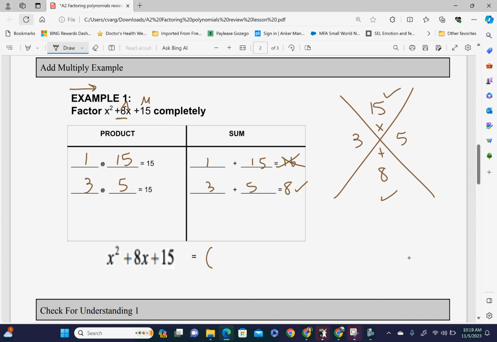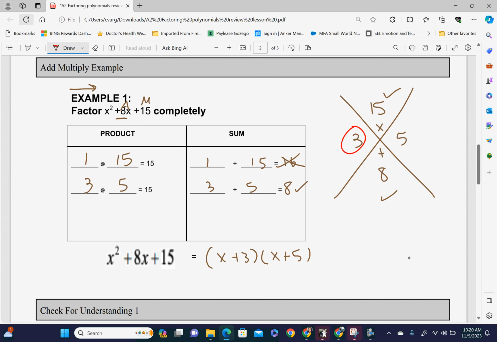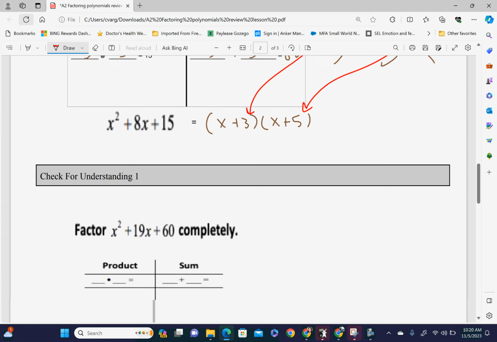So what do I do with those two things? I have x plus 3 and x plus 5. And you could take it directly from this right here, right? You just take these and put them down into the bubble. X times x gives me x squared, so that's what always has to go first. Okay. All right. Cooking with gas.